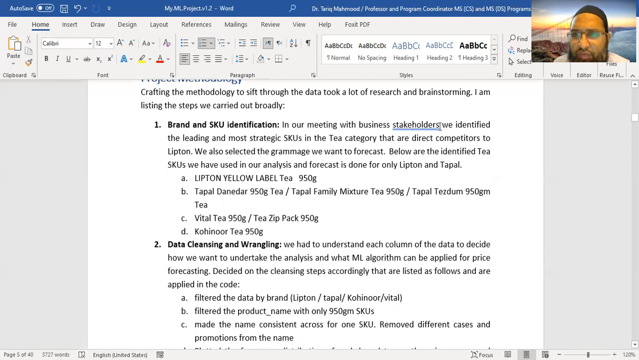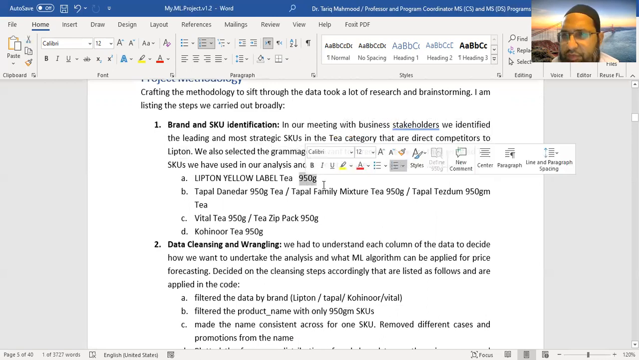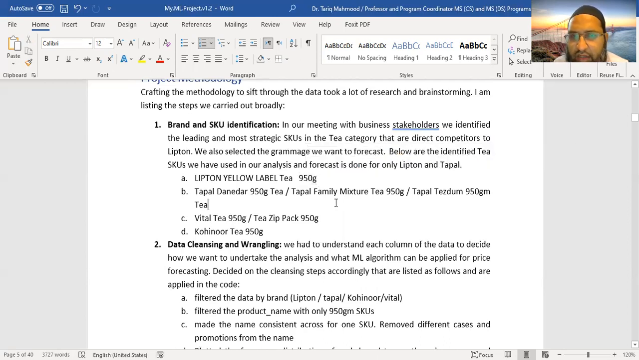So the student was able to meet with the stakeholders of the business to identify the most strategic SKUs that are the direct competitors of Lipton brand. And we focused on the grammage. So the grammage was 950 grams because that seems to be the size that is very significant in sales. So they started off with that.